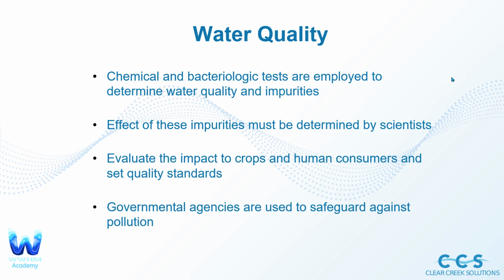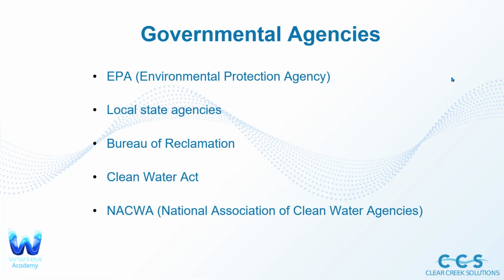We have to evaluate the impacts to crops and human consumers and set some quality standards. I do believe, and engineers do believe, that setting some water quality standards is very important just for the societal good as a whole. Governmental agencies are used to safeguard against pollution in water. So here are some of the governmental agencies that oversee these aspects and make sure that we have clean water for people to use. We have the Environmental Protection Agency, which was established in the 70s.